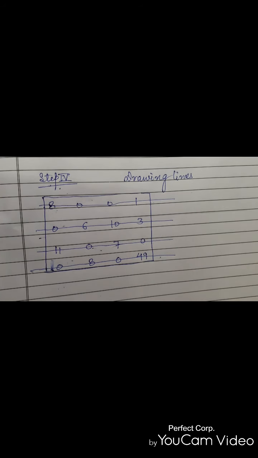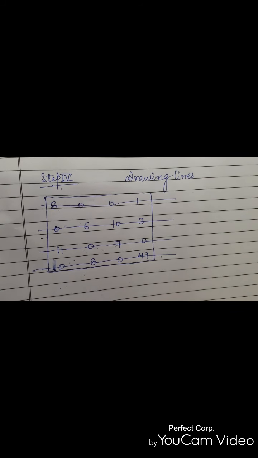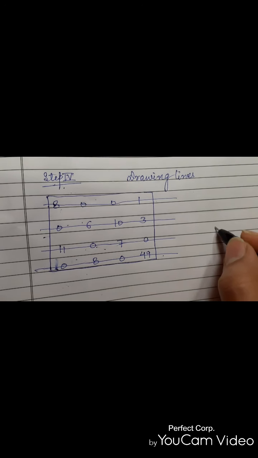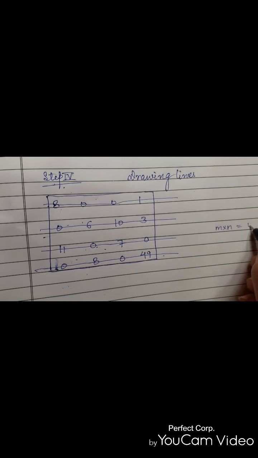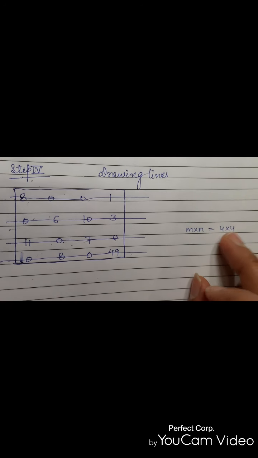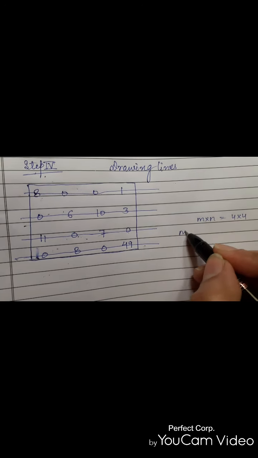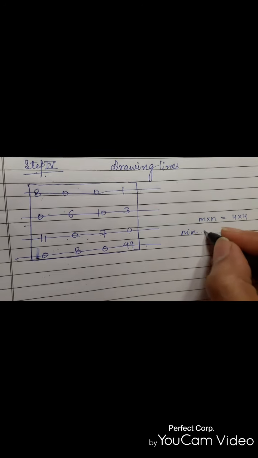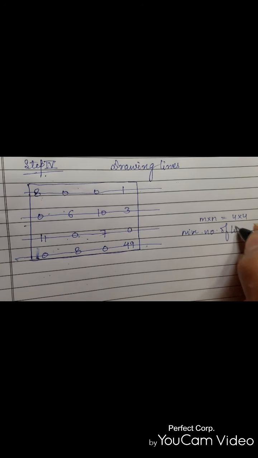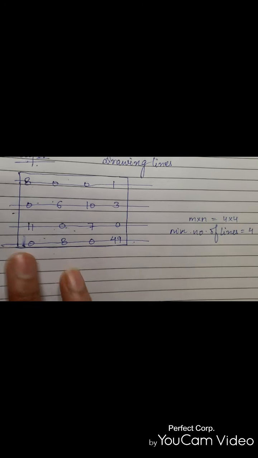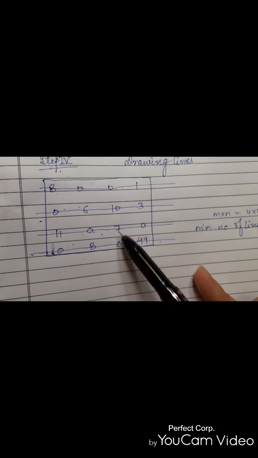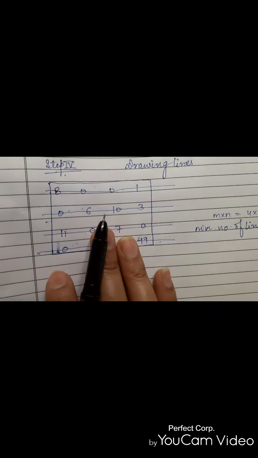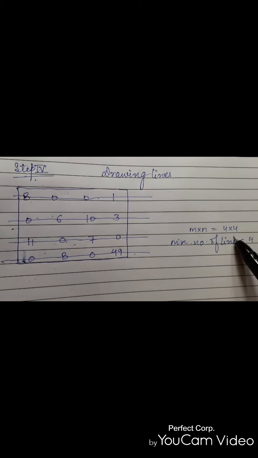Now start checking whether the number of lines drawn is equal to the order of the matrix or not. Here you can see that the order of the matrix, that is m into n, is 4 by 4. So the minimum number of lines must be equal to 4. So let's start counting: 1, 2, 3, 4. We have 4 lines, which is equal to the order of the matrix.